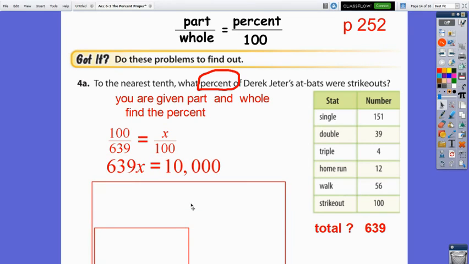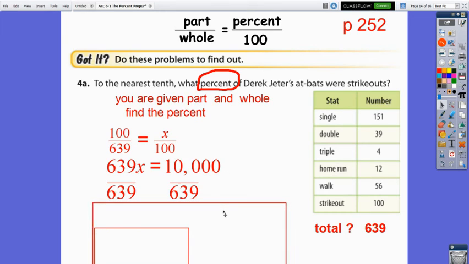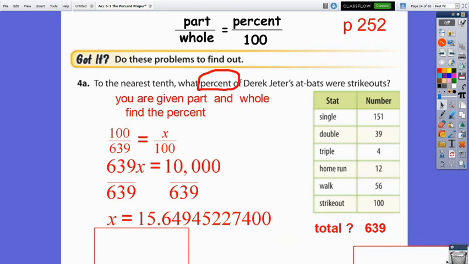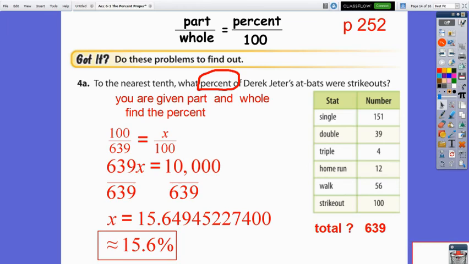Cross multiply. 639 times x equals 10,000. Divide by 639. So 10,000 divided by 639 is 15.649452227, blah, blah, blah. But the instructions say round to the nearest tenth. So your final answer is 15.6%, approximately. Okay, so he struck out about 15.6% of the time. And he got hits like 23% of the time.